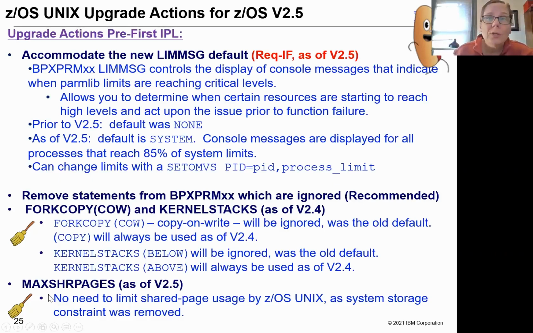And in z/OS 2.5 max share pages, we've removed the system storage constraint, and therefore it has no business being in your BPX PRM anymore. So you can just take out max share pages. So that's a good thing as well. All right. So we've got a default change in BPX PRM, and then we have some hygiene to do in BPX PRM. So really easy upgrade for Unix as well.